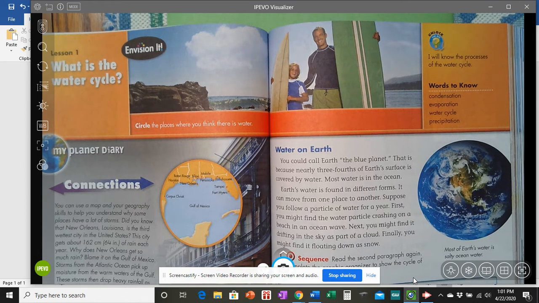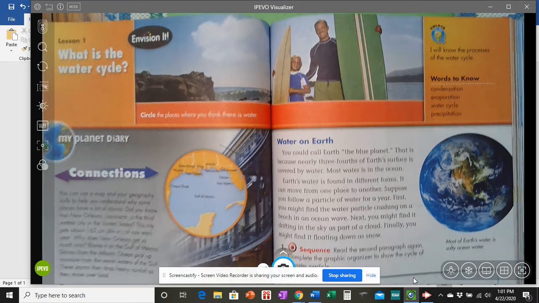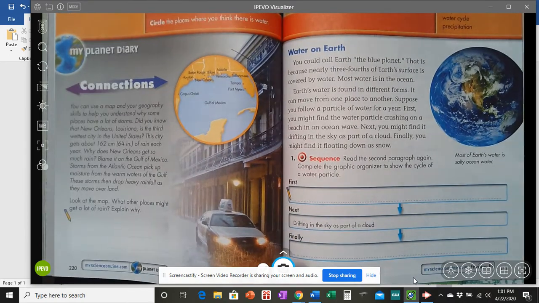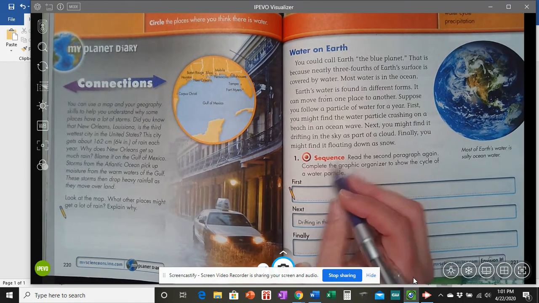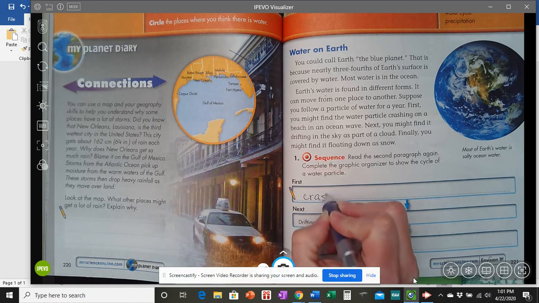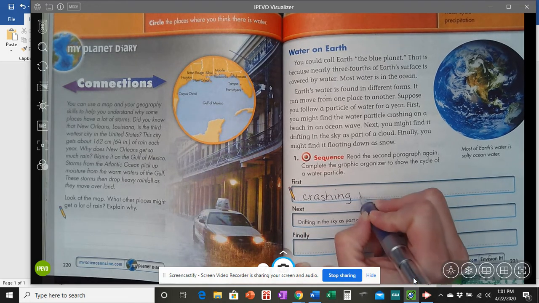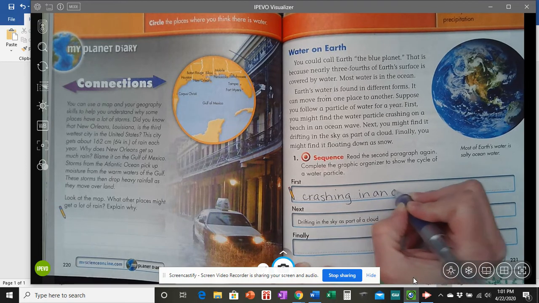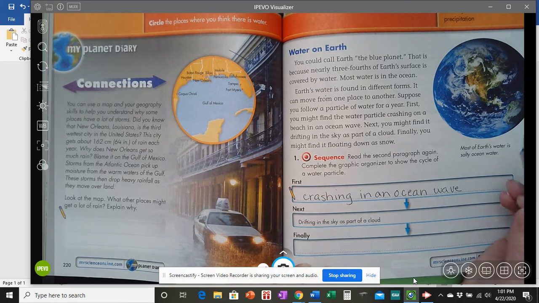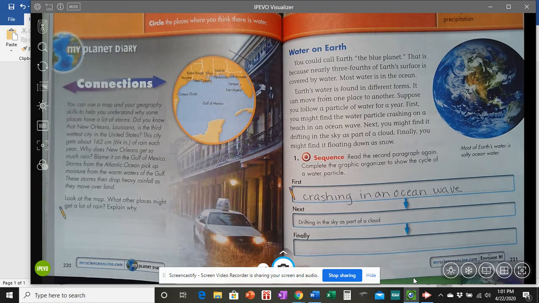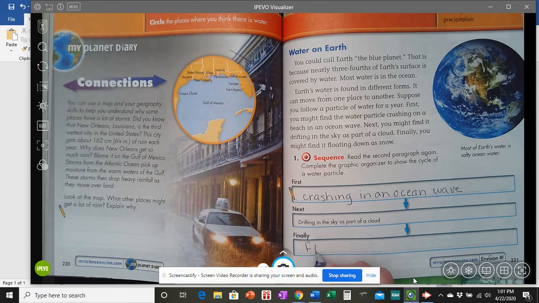Here is completing the graphic organizer to show the cycle of a water particle. And we are looking at the clue words: first, next, and finally. All right, we see first up here. First, you might find a water particle crashing in an ocean wave. So we would put crashing in an ocean wave. Next, find it drifting in the sky as part of a cloud. And finally, we would find it floating down as snow.